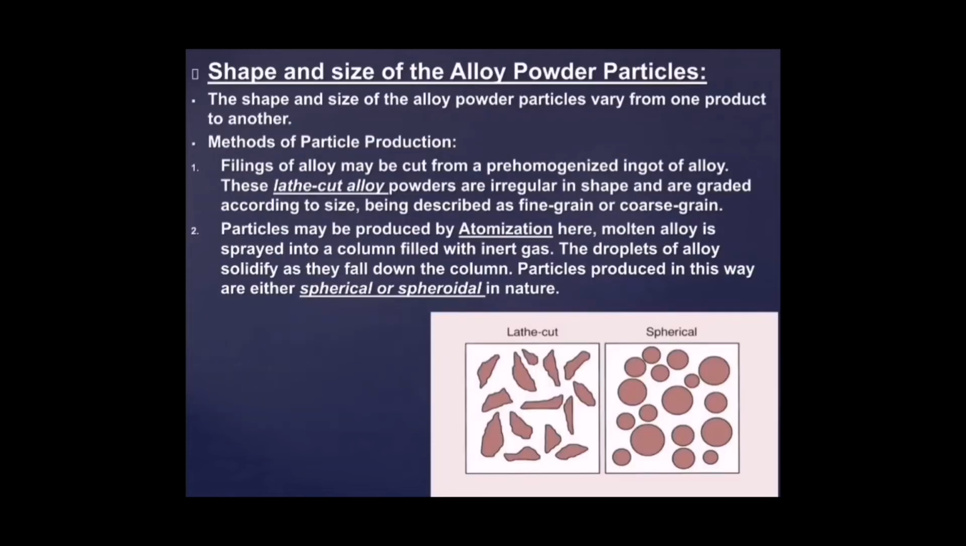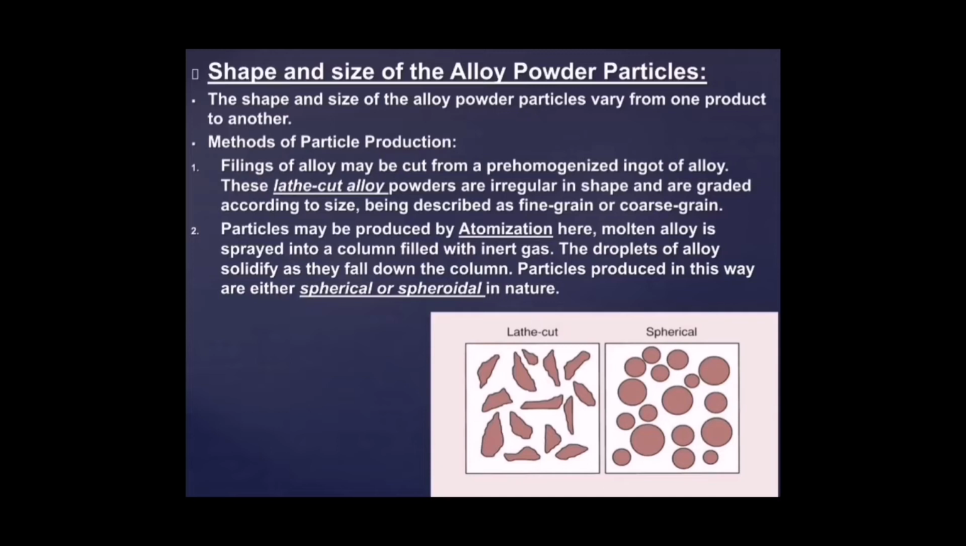Now we will discuss the shape and size of the alloy powder particles. The shape and size of the alloy powder particles vary from one product to another. Method of particle production: filings of the alloy may be cut from a pre-homogenized ingot of the alloy. These lathe-cut alloy powders are irregular in shape and are graded according to size, being described as fine grain or coarse grain.